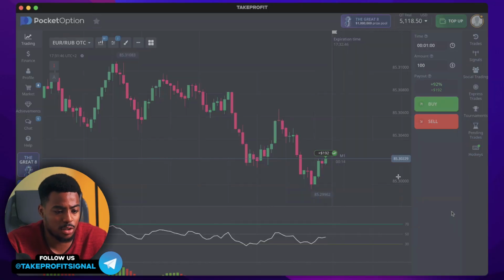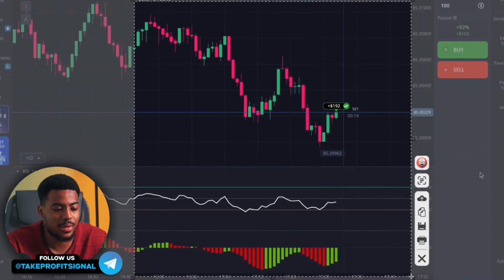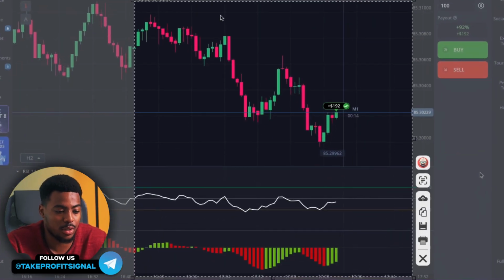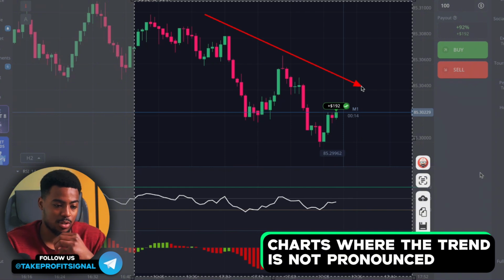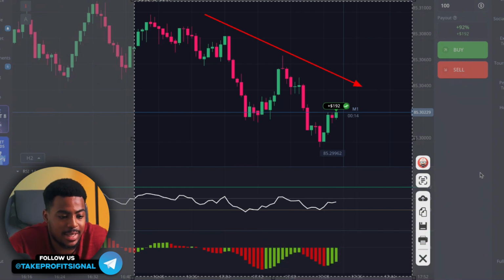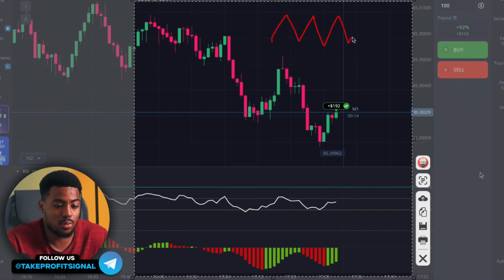Let's go back to the chart. What do we see here? We see that we have a downtrend on the chart. It is desirable to look for a chart where the trend is not pronounced, but still more like a sideways trend. This is the best situation for the strategy to work.